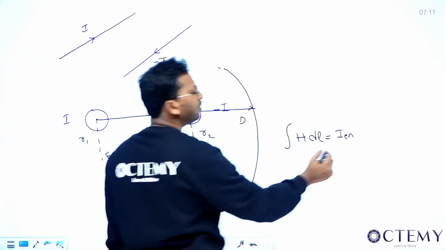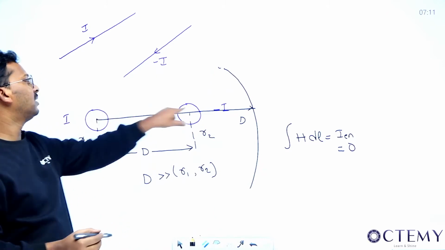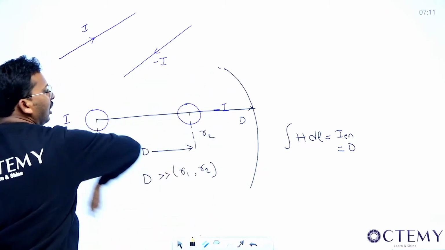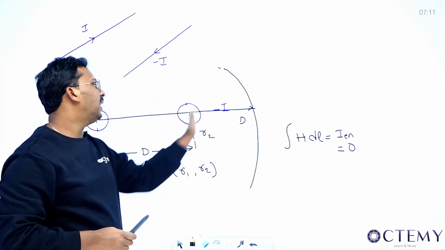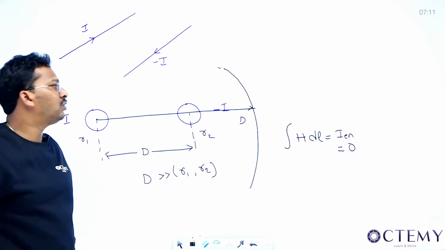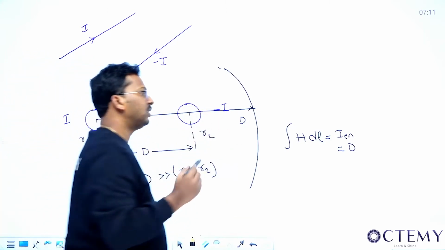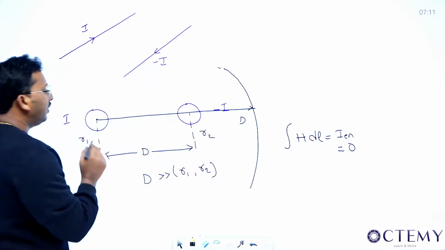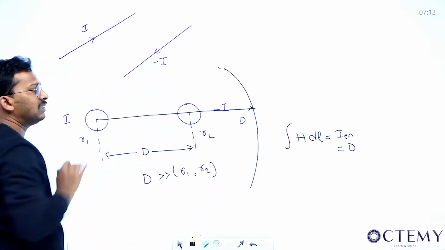The I enclosed becomes 0. Because this is plus I current, this is minus I current. So inside this entire loop, the current will become 0. That means outside this conductor, the I enclosed will be 0. Right? So there is no point in taking distance further. So this is a very important point. Always we will try to find the calculation of inductance till this distance only.